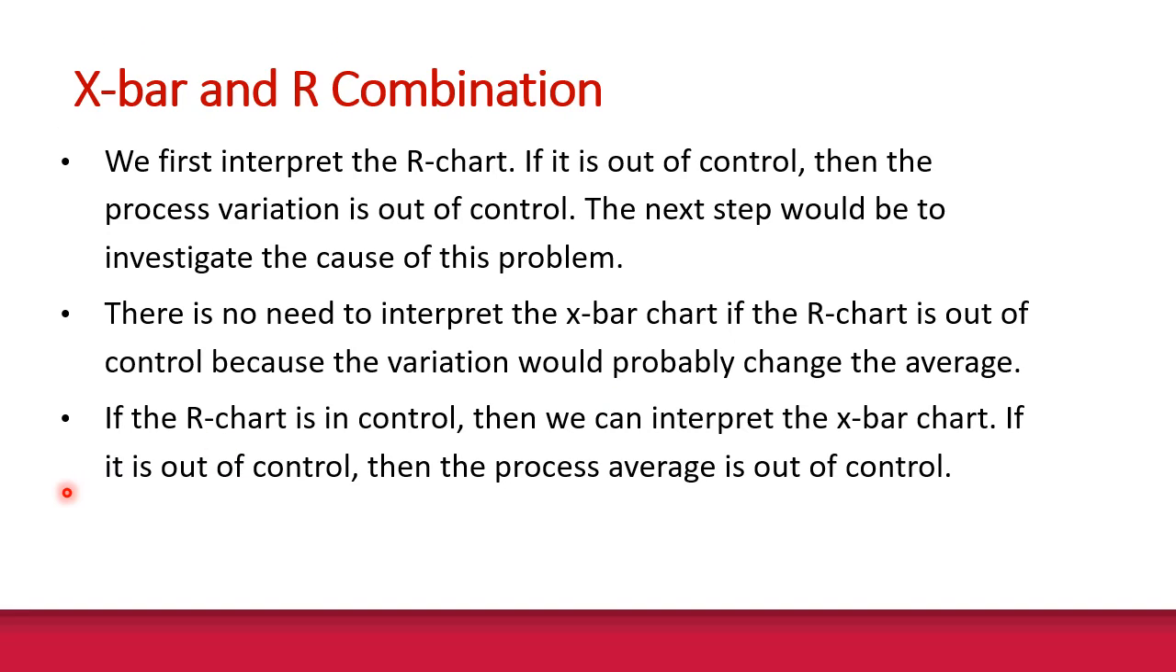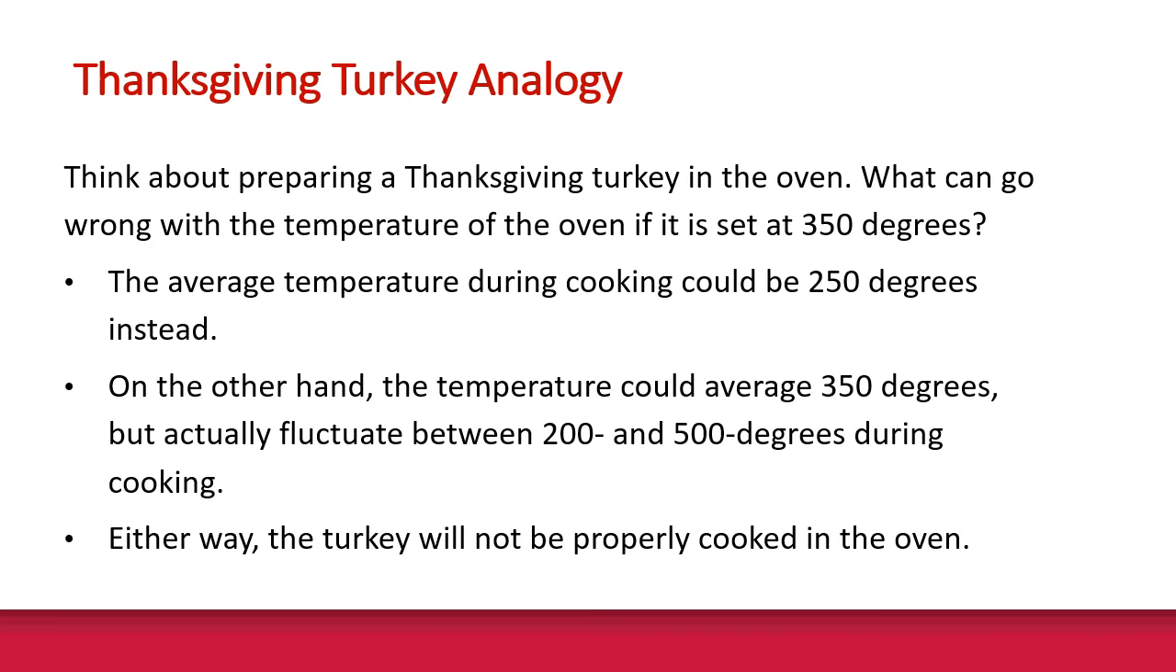If the R chart is in control, then we can interpret the X bar chart. If it is out of control, then the process average is out of control. Now, if both of them are in control, then we're fine. The process is in control. We always look at the R chart first, and then we look at the X bar chart second.